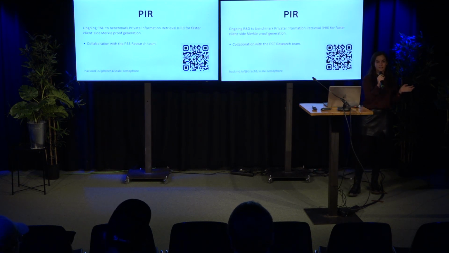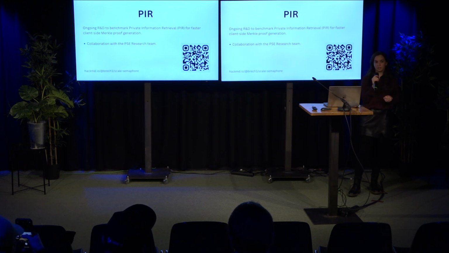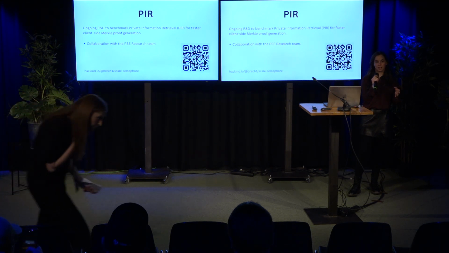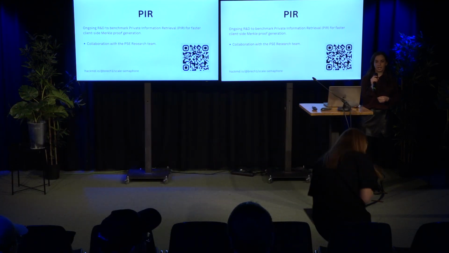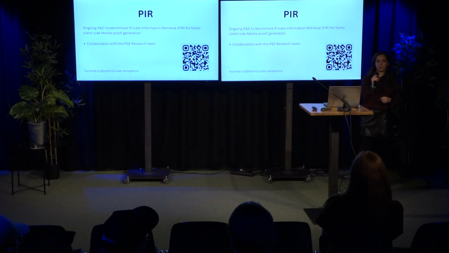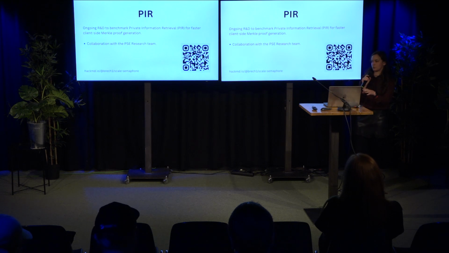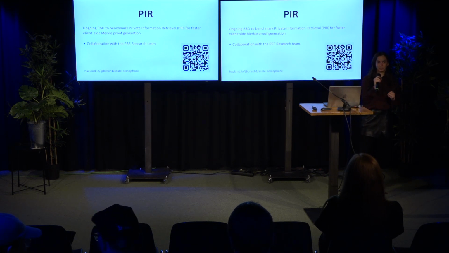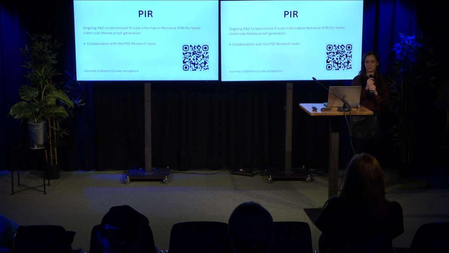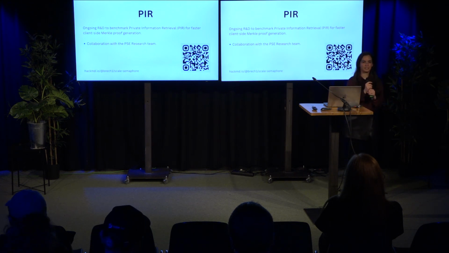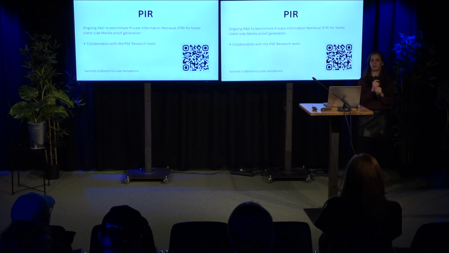There is also ongoing research and development to benchmark private information retrieval to have faster client-side Merkle proof generation. This is a collaboration with the PSE research team. There are some benchmarks now, and you can check more information about this in this QR code. I will be talking about more benchmarks in the future, but there are already interesting benchmarks so far.